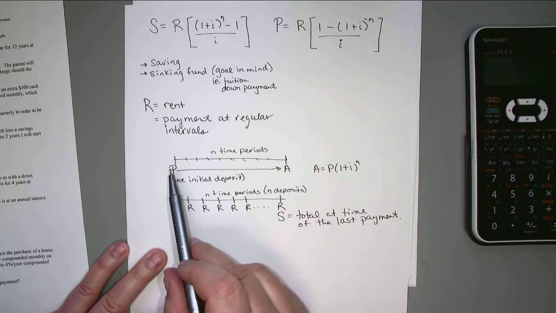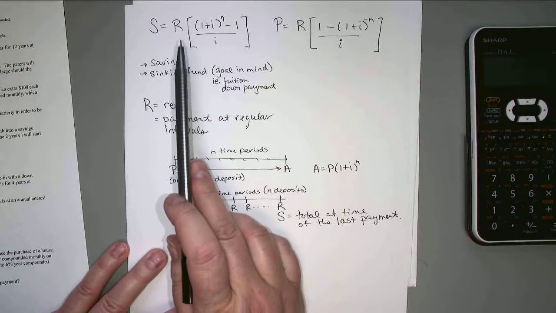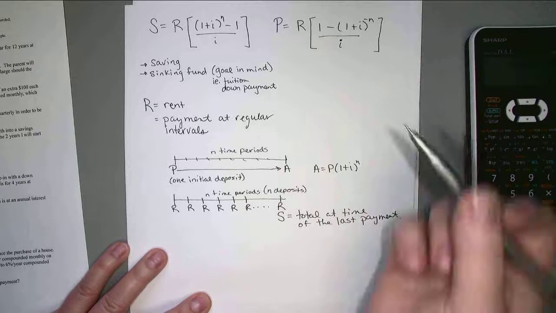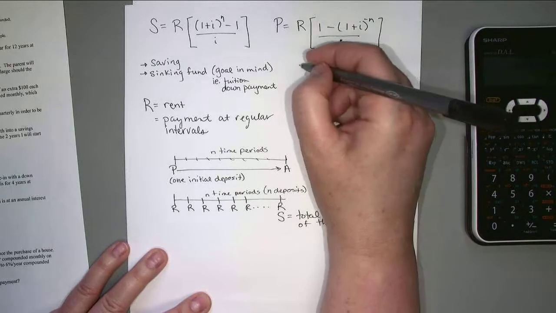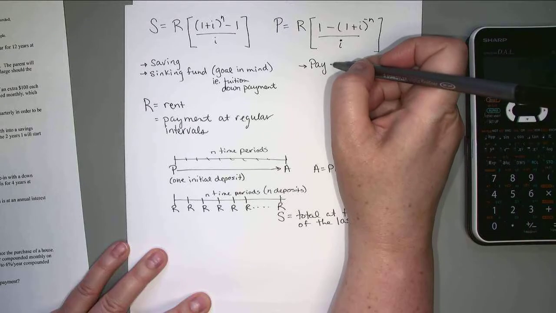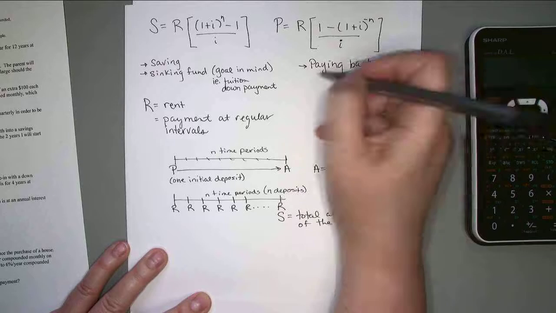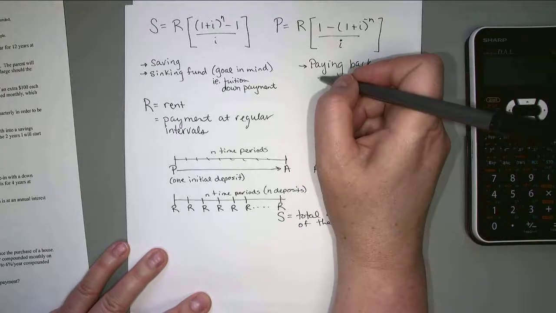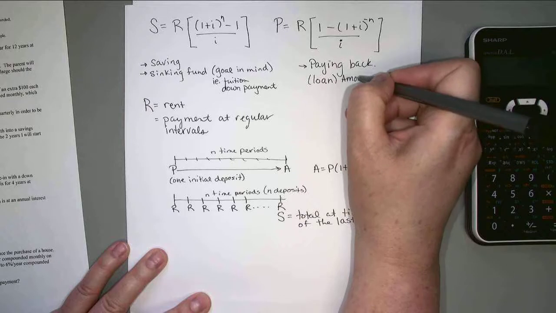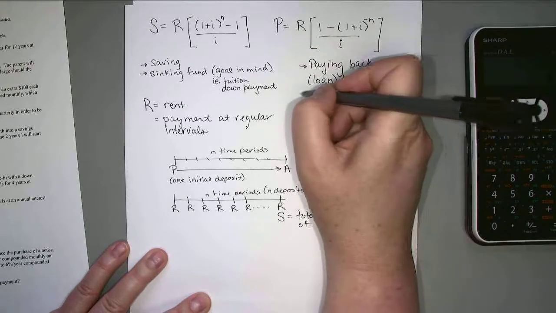So here this was once, and this formula up here is when R is a regular payment, not just once, a whole bunch of times. So that's the difference. Now over here, this is more used for loans. P, we're going to say, stands for paying back. So there is a difference, so it could be a loan, and that's called amortization, which we're going to do next time. Or it could be paying yourself.